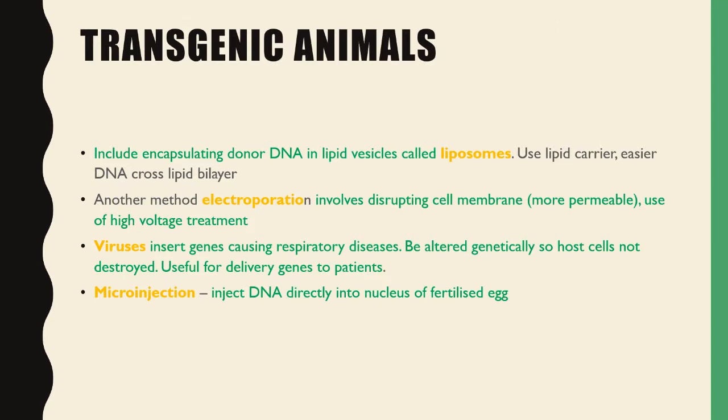So, transgenic animals. We've talked about plants. What about animals? Well, we include the encapsulating donor DNA in a lipid vesicle called a liposome, and they use a lipid carrier, which makes it easier for the DNA to cross the lipid bilayer. Another method is electroporation, which involves disrupting the cell membrane by making it more permeable by the use of high voltage treatment.